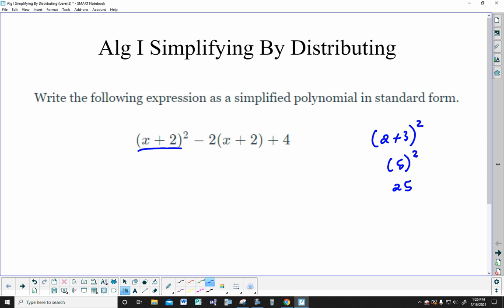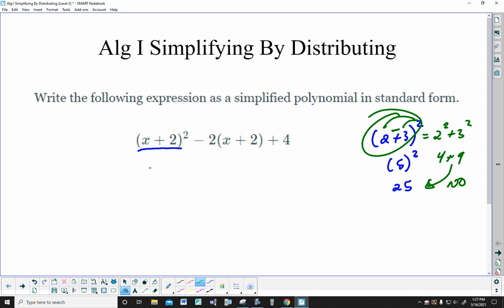Now, what I want to show you is some students have the false idea that you can distribute this exponent in, which would give you 2 squared plus 3 squared. You know 2 squared is 4, and you know 3 squared is 9, but does it add to 25? No. You can never distribute an exponent over adding or subtracting. It also doesn't work for subtracting.